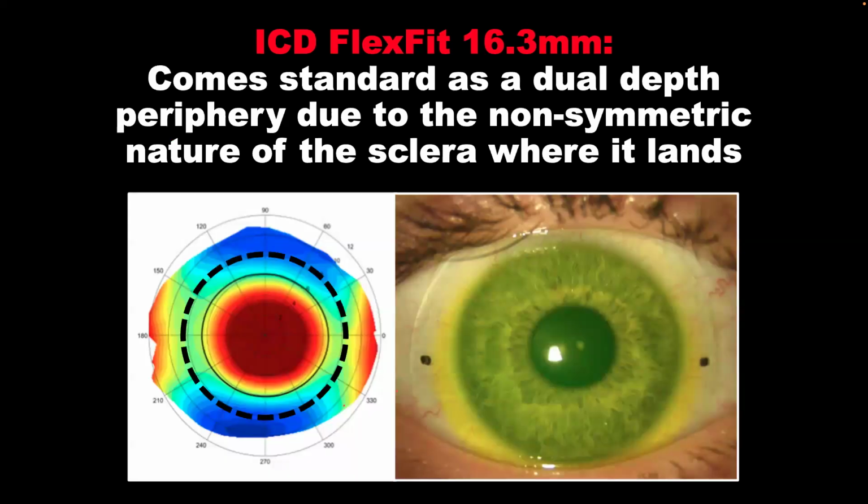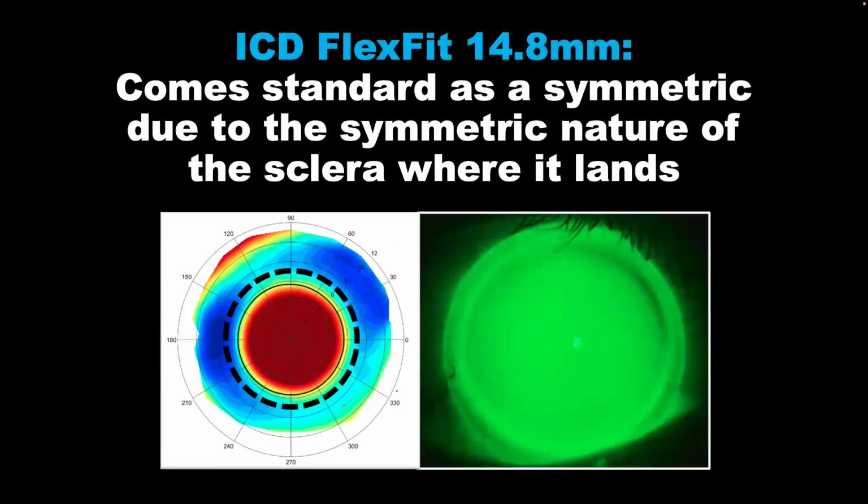So with this 16.3, we have a dual depth periphery because, as we know, the farther we go from the limbus, the more toricity we get on the sclera. So we need to compensate for that toricity, just to align the lens better to the shape of the sclera. Whereas with the 14.8, this is a symmetric landing. And obviously we know that we can still have a little bit of toricity near the limbus, but it's more uncommon.